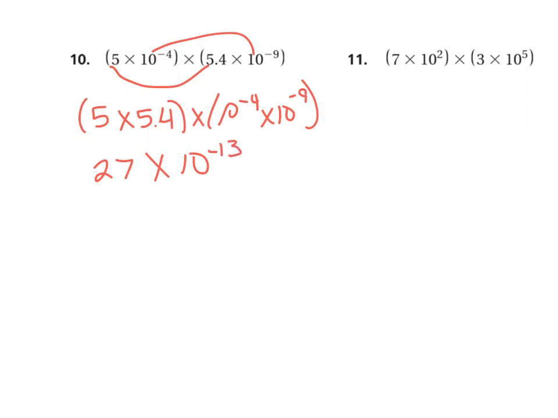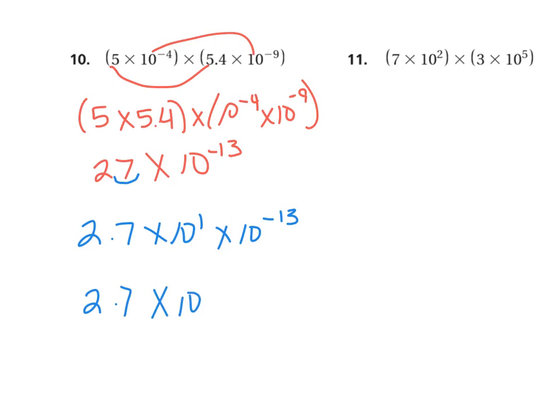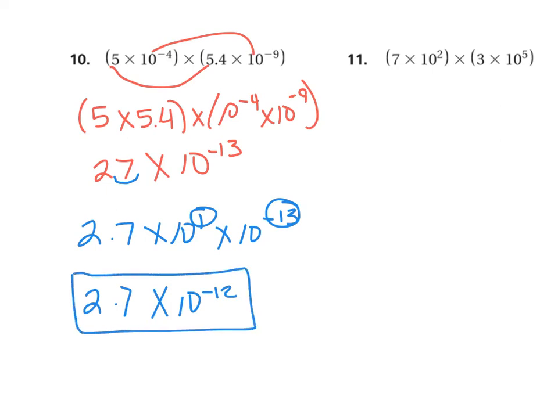All right, and you guessed it, this 27 has too many numbers. Remember, you only have to have one number to the left of the decimal, so we're actually going to move our decimal one time. So that's going to give us 2.7 times 10 to the 1, because we moved it to the left one time, and then rewrite my 10 to the negative 13. So then to simplify this, we get 2.7 times 10, and we're going to add the 1 and the negative 13 to get a negative 12. And that's my final answer.